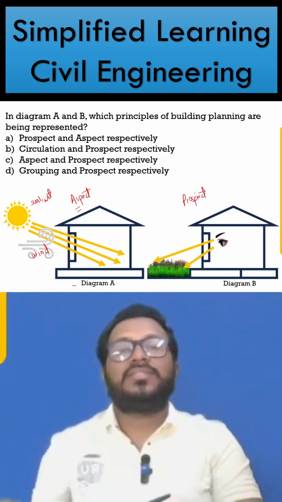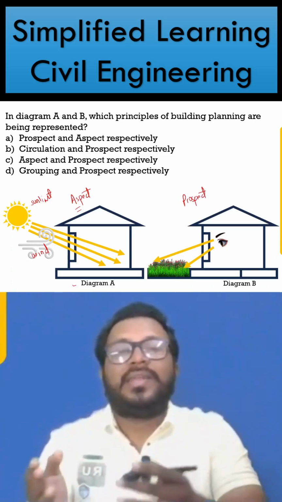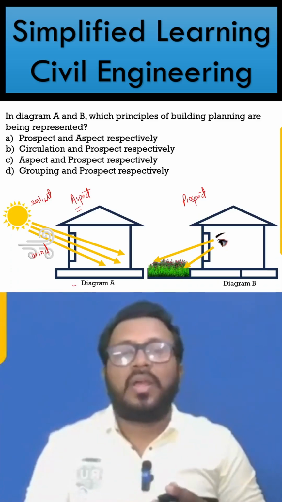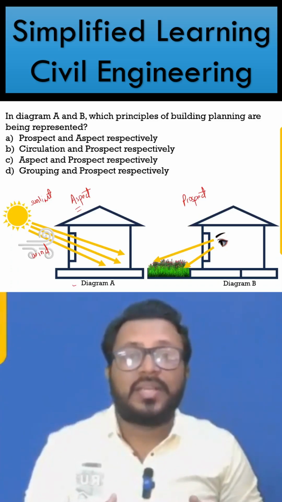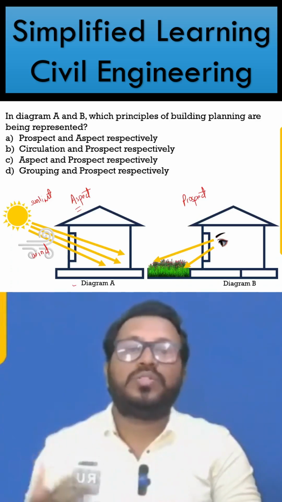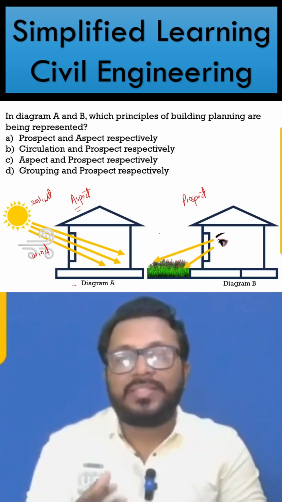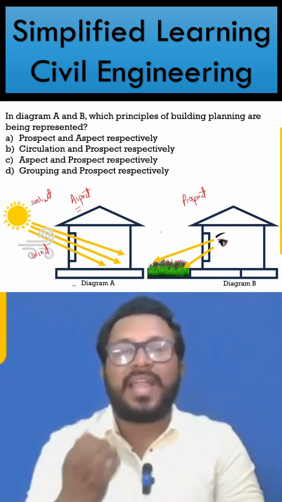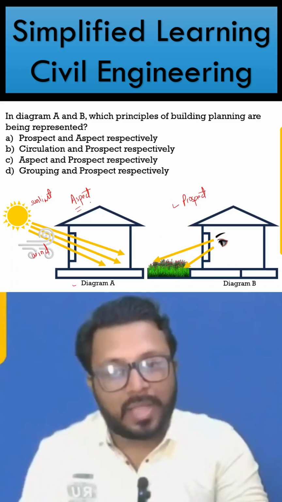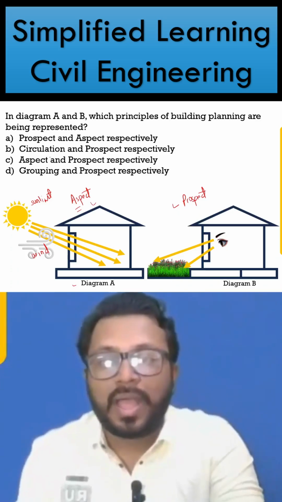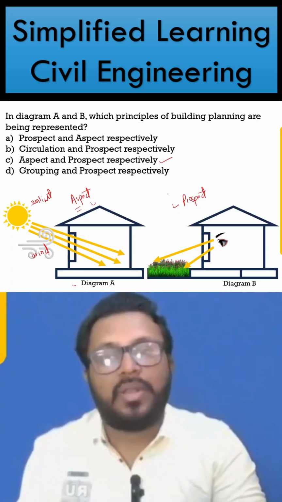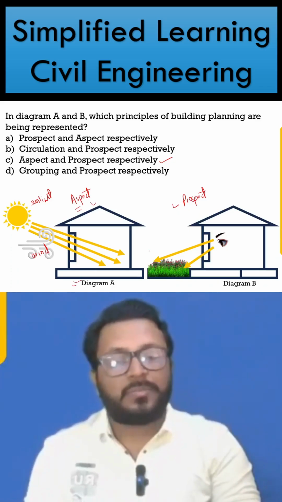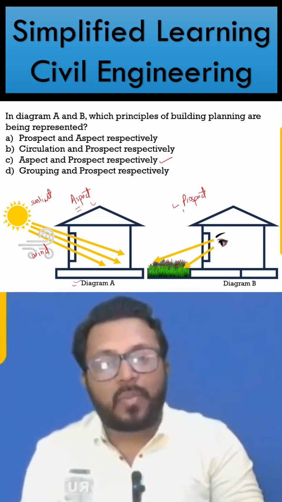Thereby, what aspect is and what prospect is, see, when we are letting in the natural elements, it is called as aspect. And when we are looking at the natural element, let's say some scenery is there, let's say in case we are having a beach house, then the windows and the doors, all these openings should be in such a way that the external beauty can be seen, can be observed from inside of the building. It is called as prospect. Thereby, the option should be what? Aspect and prospect respectively. Option C stands as the answer, aspect and prospect respectively. In diagram A, aspect is being followed, and in diagram B, prospect is being followed.